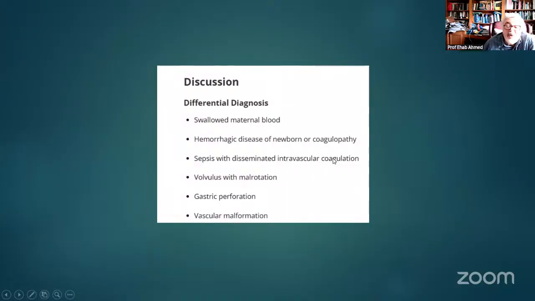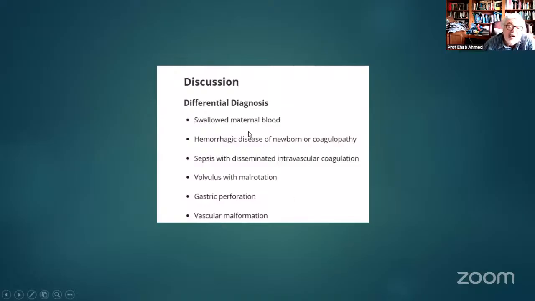DIC, why would this baby get DIC out of the blue? There should be low platelets and prolongation of the PT and PTT. They didn't check for fibrin degradation products, but other parameters of DIC were not present, and there was no oozing of blood from different sites of the body. It's ruled out. Volvulus and malrotation were ruled out. Gastric perforation was ruled out, and vascular malformation.